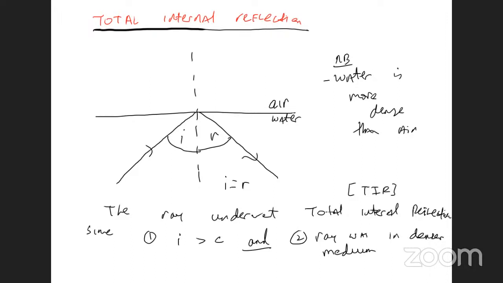What would happen if only one of the conditions is met? What would happen if the ray is in the denser medium, but I is not more than C? Nothing will happen, no total internal reflection, right? Those two things have to happen at the same time.